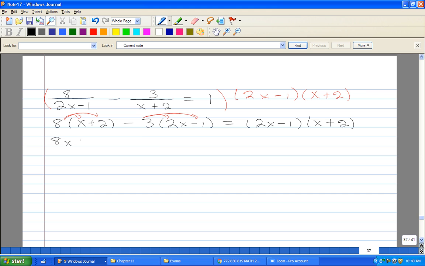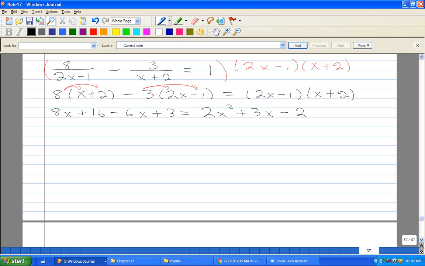And so multiply the 8 together, the 8 inside the parentheses, negative 3 inside the parentheses. So I get 8x plus 16 minus 6x plus 3 equals 2x squared, 4x minus x is 3x minus 2. Combine like terms. And so 8x minus 6x is 2x. 16 plus 3 is 19 equals 2x squared plus 3x minus 2. Subtract 2x from both sides. Subtract 19 from both sides. And so I get 2x squared plus x minus 21 equals 0.